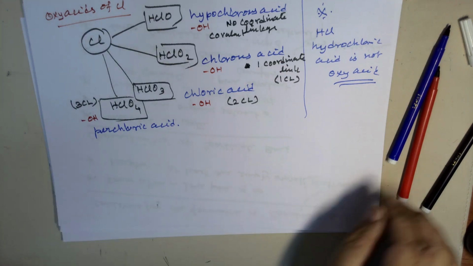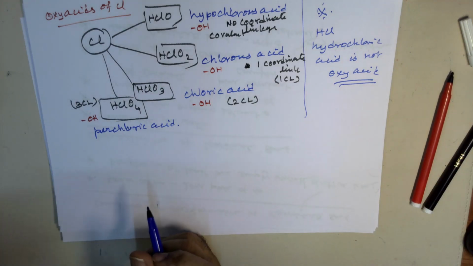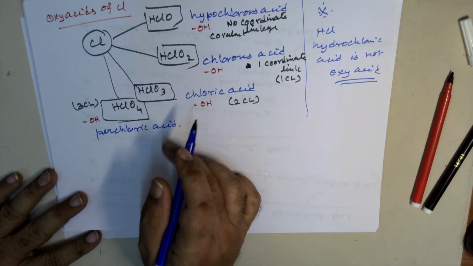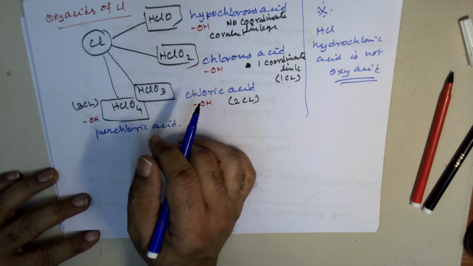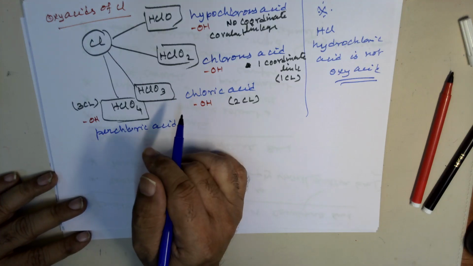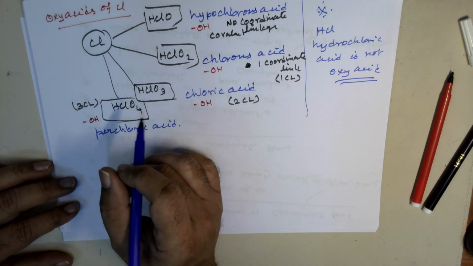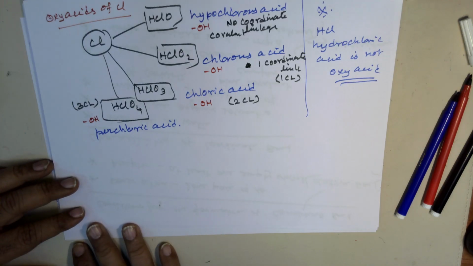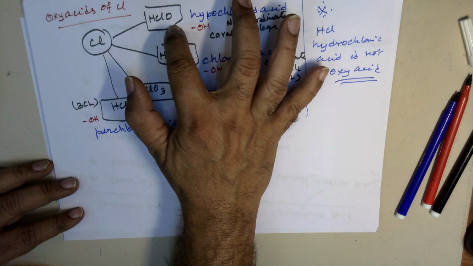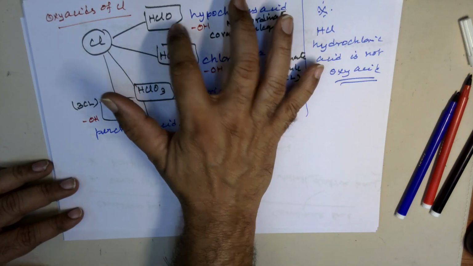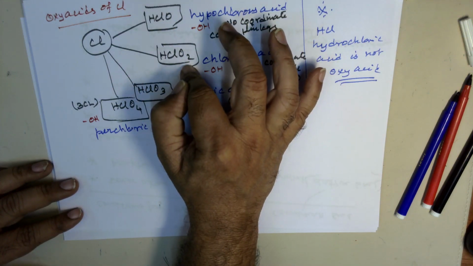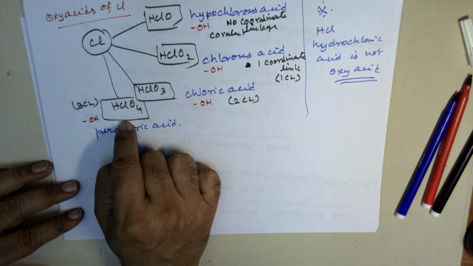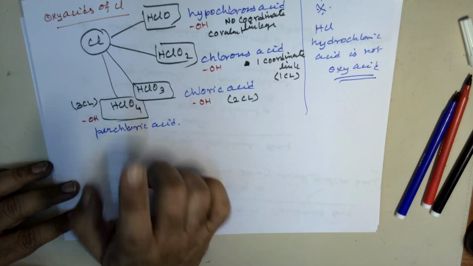Let me explain. Now let us talk about chlorous acid, chloric acid, HClO2. So what are the acids we have discussed so far? What is this? HClO, hypochlorous acid. What is this? Chlorous acid. This one HClO3, chloric acid, and this one is perchloric acid. Okay.